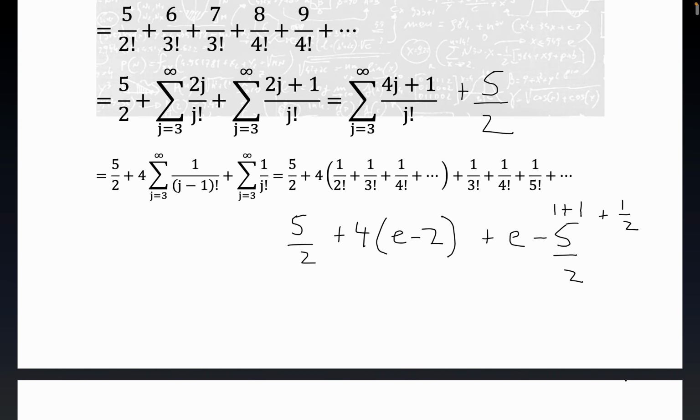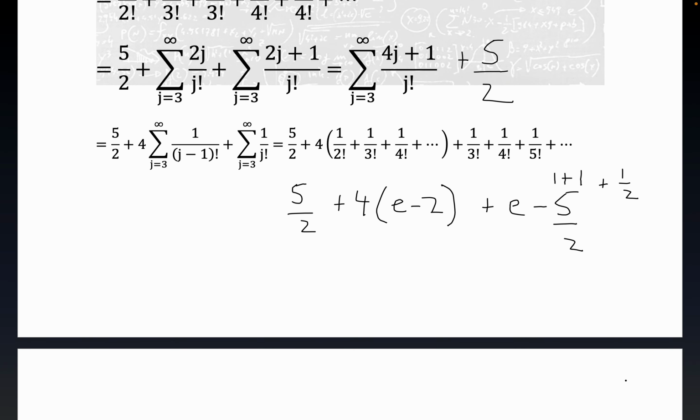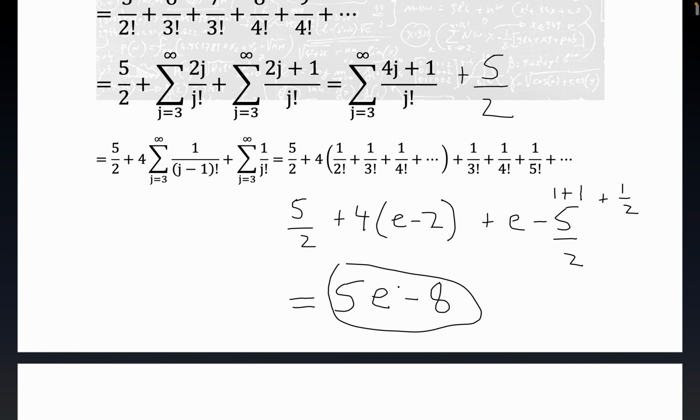And so what does this end up being? It looks like the 5/2 terms cancel. We have a 4e minus 8 right here and a 4e plus e. So this looks like it's going to work out to 5e minus 8. Okay, and I think that's correct. I double checked. I worked it before doing the video. So we get 5e minus 8. And that's the answer as far as I can tell. At least I've shown you the work if you can spot a mistake I may have made. But anyway, that's why I got 5e minus 8.